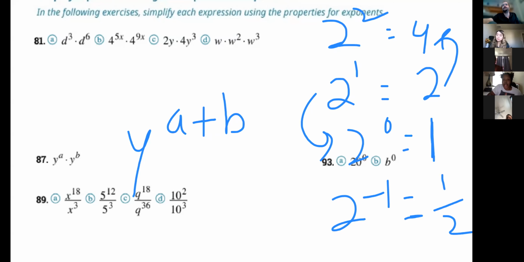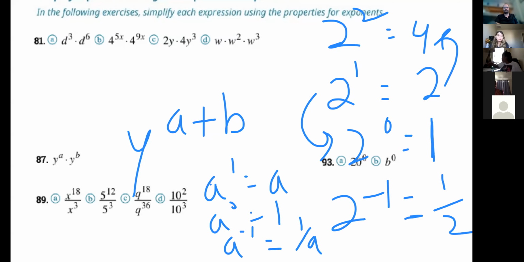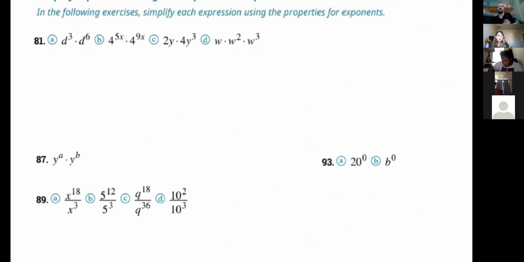I have a question about that. What if the 2 was an A, a variable? It's the same thing, right? I know that a to the first is a. I know a to the 0 is 1. And I know a to the minus 1 is 1/a. We can generalize that sort of rule. Yep. As long as your a is not 0, but we're going to ignore that. We're going to act like 0 isn't an issue.